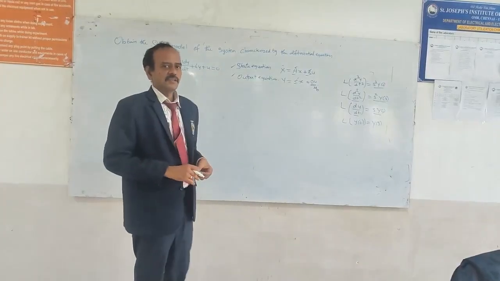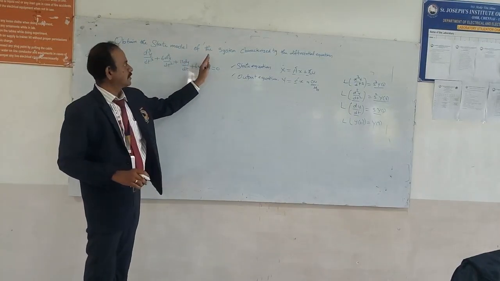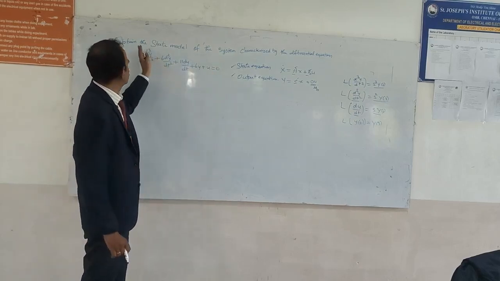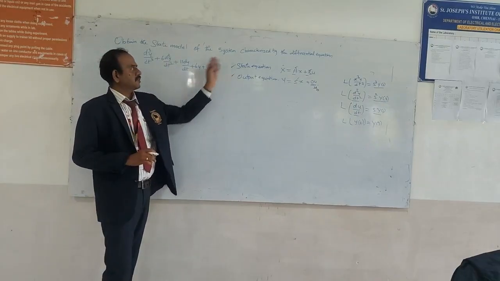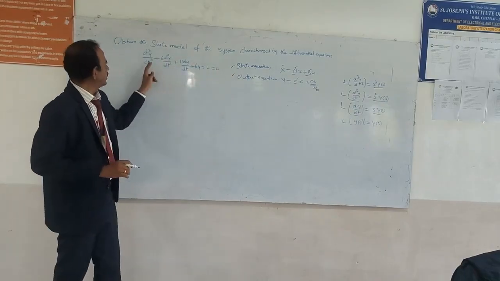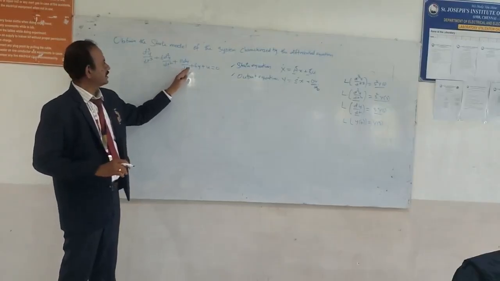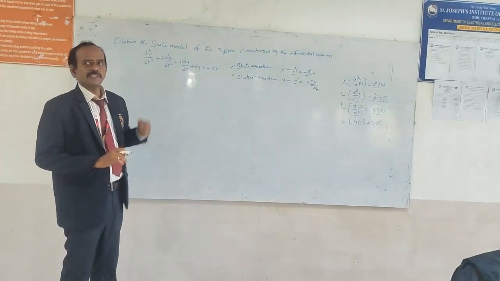Good morning students. Today I am going to show how to obtain the state model for a given differential equation. The question is: obtain the state model of a system characterized by the differential equation d cube y by dt cube plus 6 into d square y by dt square plus 11 into dy by dt plus 6y plus u equals 0.